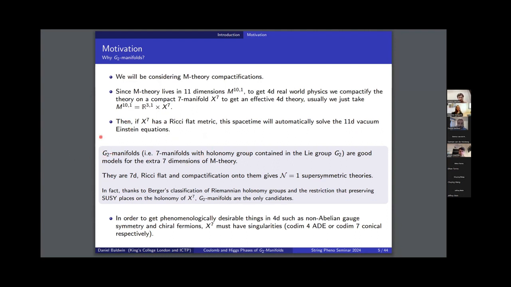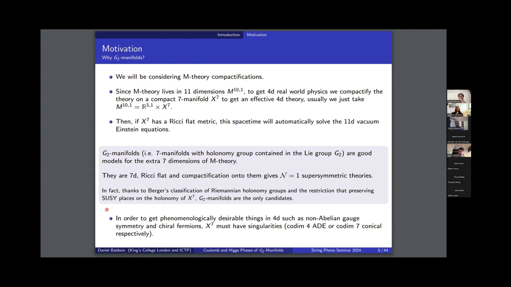So why G2 manifolds? So firstly, G2 manifolds, what I mean by that is just a seven-dimensional manifold whose holonomy group is contained in the Lie group G2. Now these are good models for the extra seven dimensions of M theory, and the reasons are that they're necessarily seven-dimensional. They are Ricci flat, and when you compactify M theory onto them, you preserve N=1 supersymmetry.